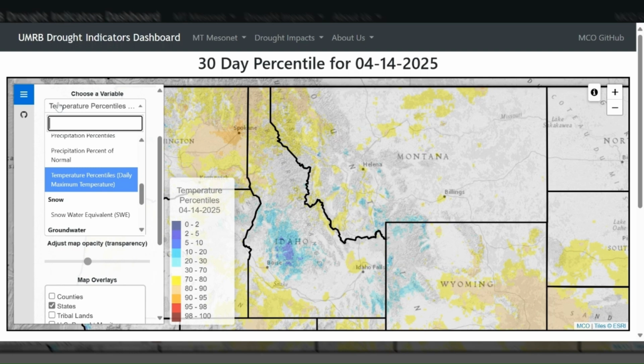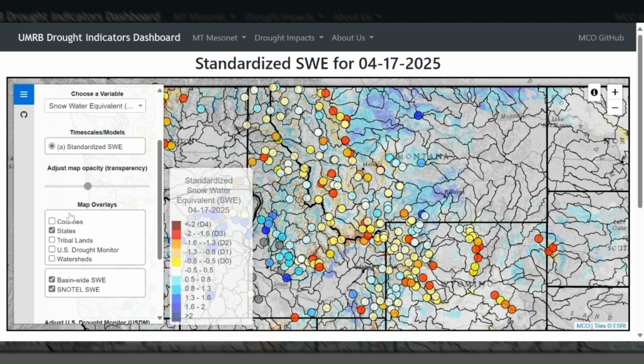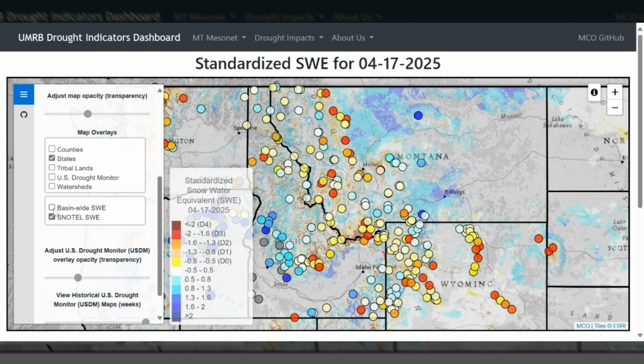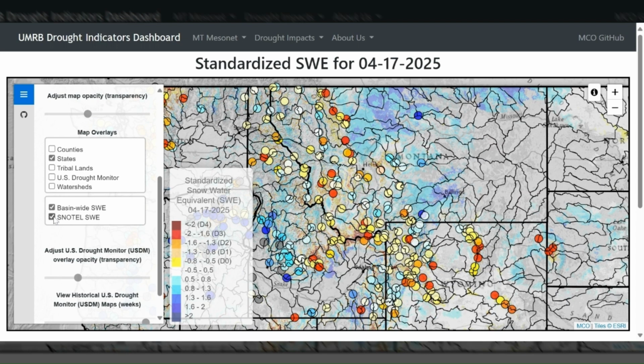You can also display snow water equivalent, or SWE, which is the snowpack relative to historic norms. This also uses the U.S. Drought Monitor classification system, so the more negative, more red, the lower the snowpack is. The more positive, or blue, the greater the snowpack is relative to the historic norm. You can choose to select basin-wide SWE or direct SNOTEL SWE.